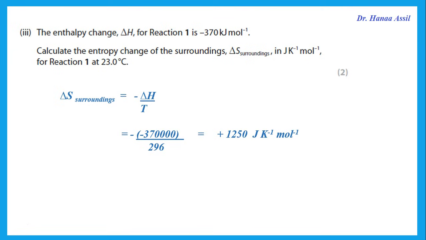It's a good idea to put in the sign, plus 1250. And what comes out here, because of the delta H, please notice, and this is something that usually makes students lose marks, the delta H is usually in kilojoules. Now, we are required to calculate delta S surroundings in joules, so you have to multiply the kilojoules by 1000 to change it to joules.